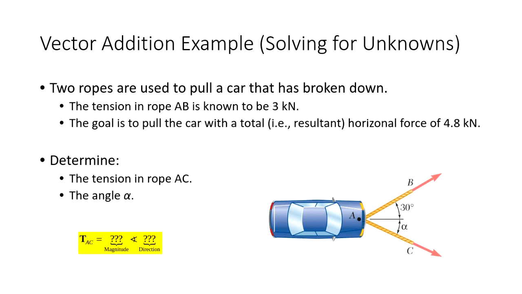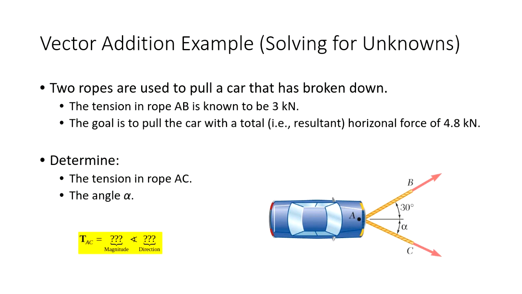It's being yanked with a magnitude of 3 kilonewtons, and its orientation is 30 degrees from the horizontal. So if you wanted to write that on the board, you might say tension AB equals 3 kilonewtons, at 30 degrees from the horizontal. That might be how you write that. So we know the tension in rope AB, okay?